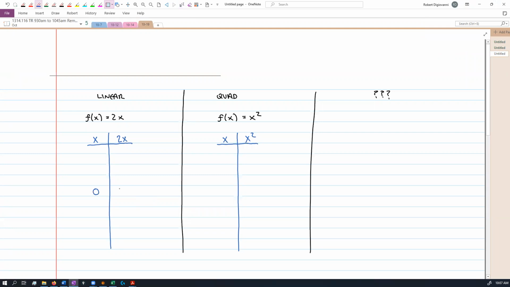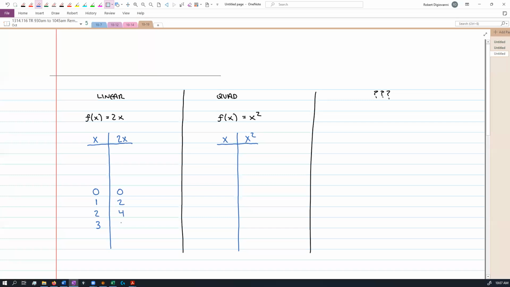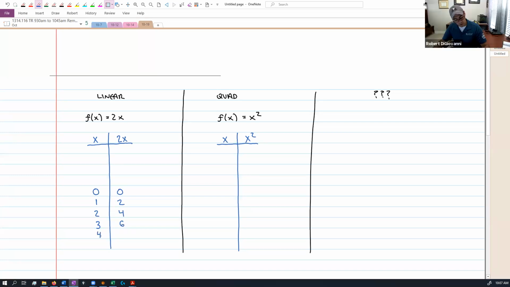0. 0. Okay. What if I plug in 1? What does it spit out? 2. If I plug in 2, 2 times 2, right? 4. If I plug in 3, 3 times 2 would be 6. One more, 4. Plug in 4 times 2 is 8, right? So this gives us an idea of what this function is doing, right? It's just doubling whatever we put in.